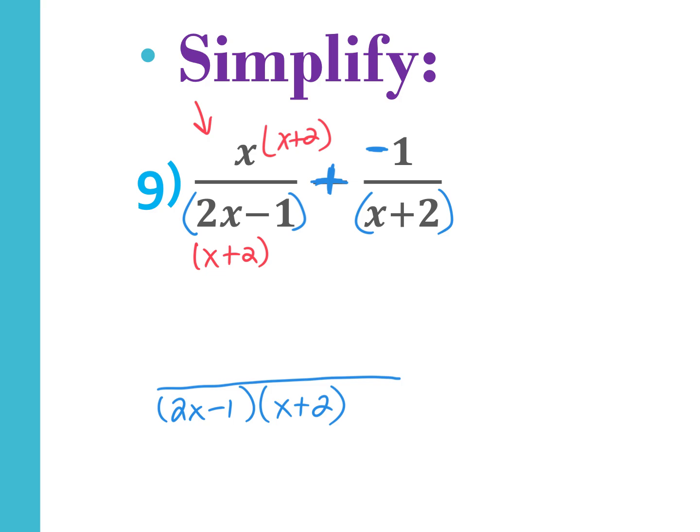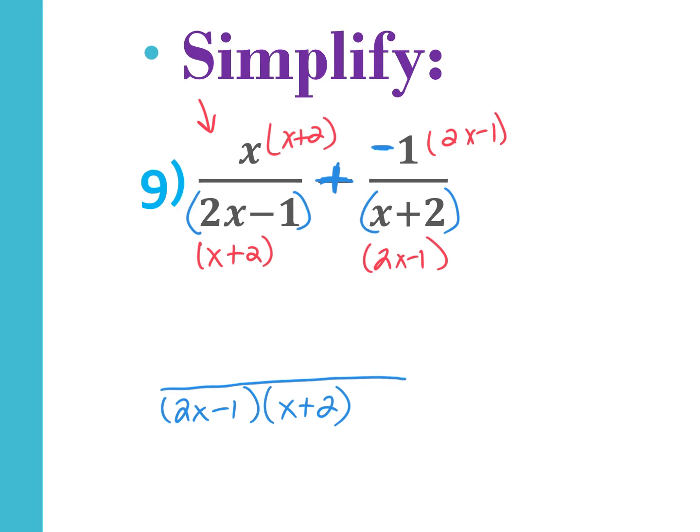My second fraction has the x plus 2. What's it missing? The 2x minus 1. So when I multiply the bottom by 2x minus 1, then I multiply the top by 2x minus 1. And now all three fractions have the same denominator.